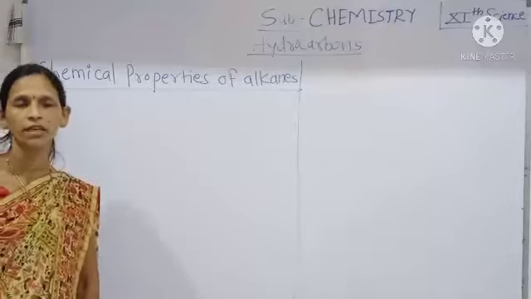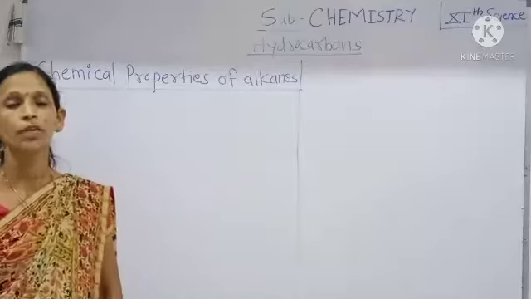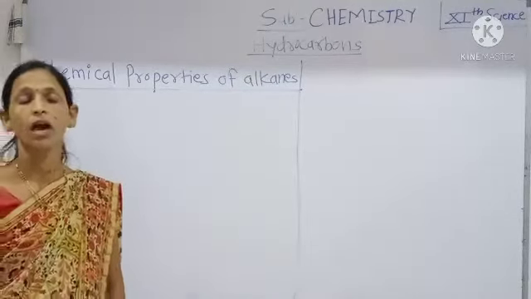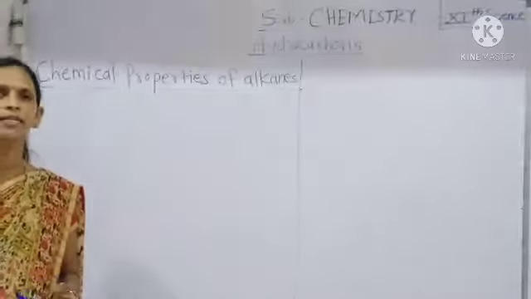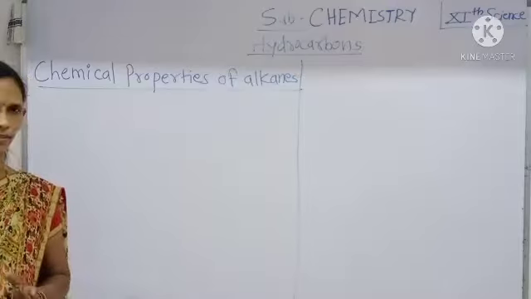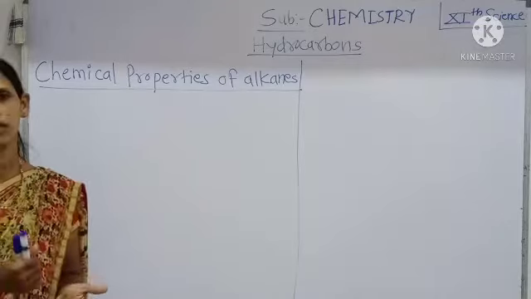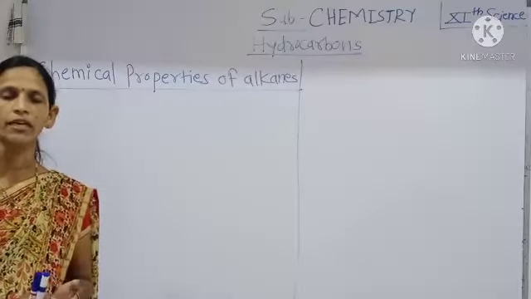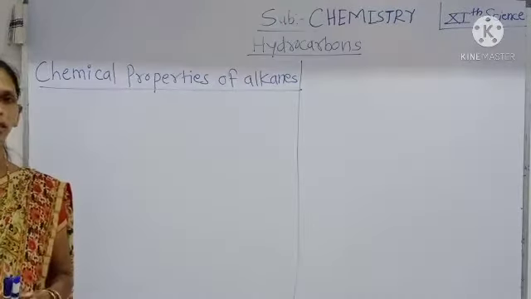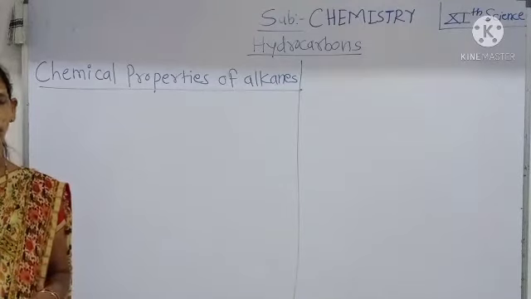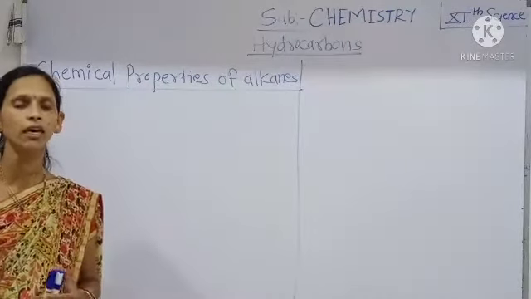Hello students, in the previous lecture we studied the preparation methods of alkanes. Alkanes are prepared from unsaturated hydrocarbons, that is alkenes and alkynes, by reduction using different reducing agents like Raney nickel, platinum, and palladium. Under particular conditions they are converted into alkanes, and alkanes are also obtained from alkyl halides.